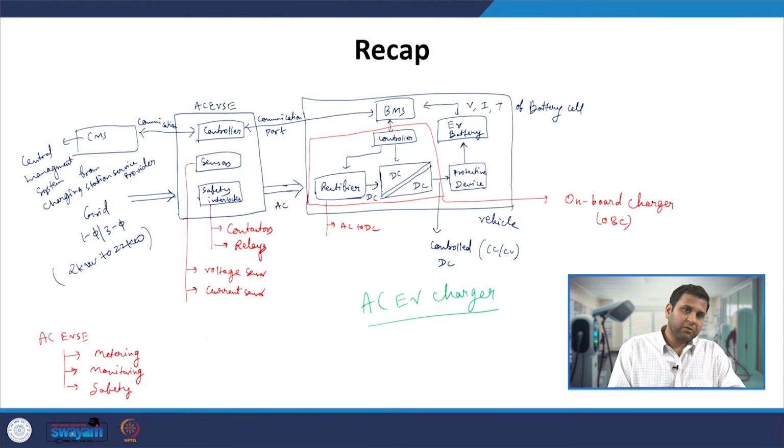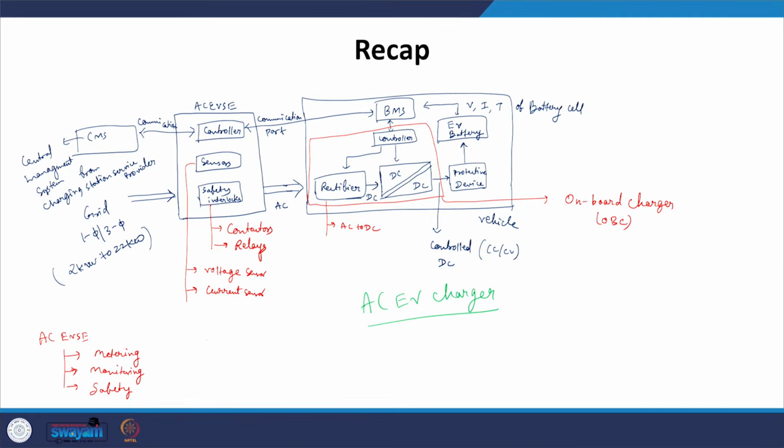So, whenever you are plugging in AC into your vehicle via the AC EVSE, the power conversion is taking place inside the vehicle using the onboard charger, and this is the way by which this AC charger works.